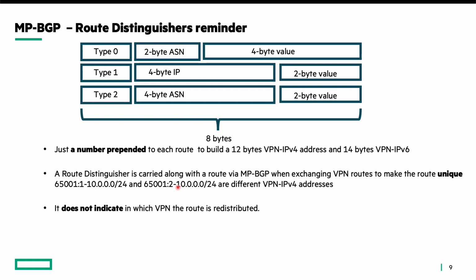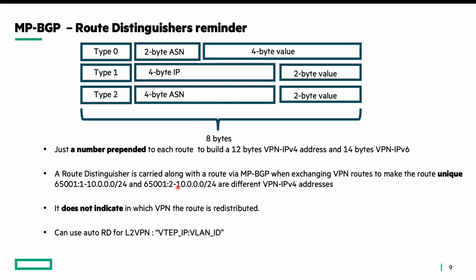But, and it's usually what is confusing with route distinguishers, it does not indicate at all where the route is being redistributed, so in which VRF. It is just to make it unique, but not controlling the propagation, the installation of the prefix into the VRF routing table.